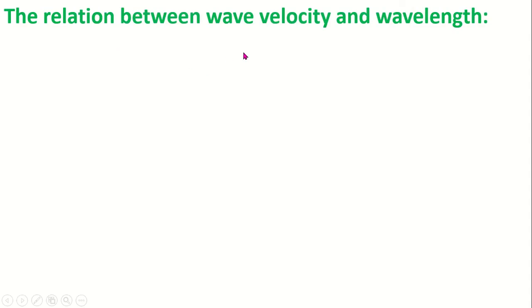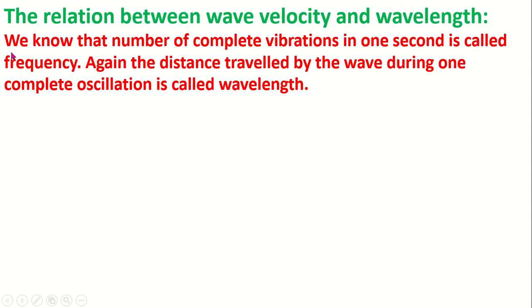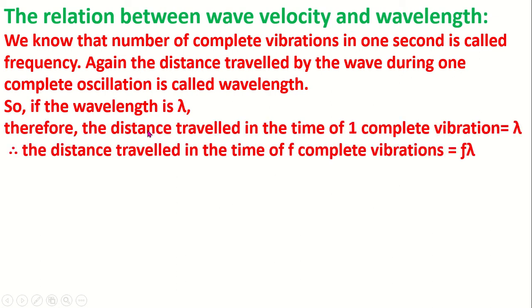The relation between wave velocity and wavelength. We know that the number of complete vibrations in 1 second is called frequency. Again, the distance traveled by the wave during one complete oscillation is called wavelength. So if the wavelength is lambda, the distance traveled in the time of one complete vibration equals lambda, because wavelength is the distance traveled by the wave transmitting particle during one complete oscillation or one complete vibration. So the distance traveled in the time of one complete vibration equals lambda.